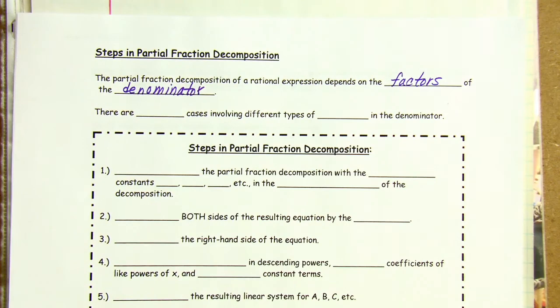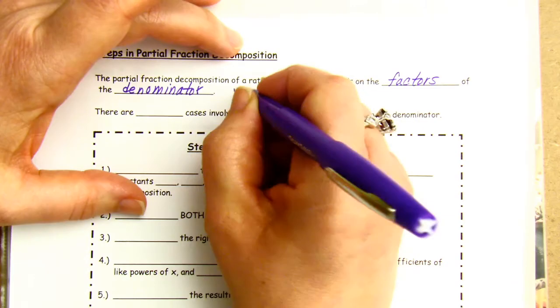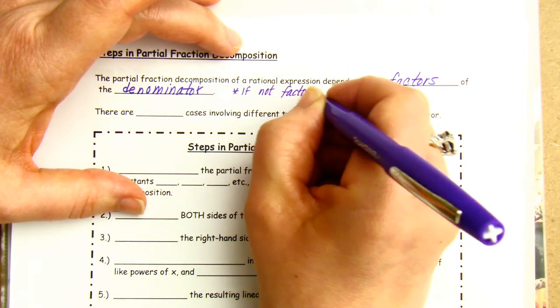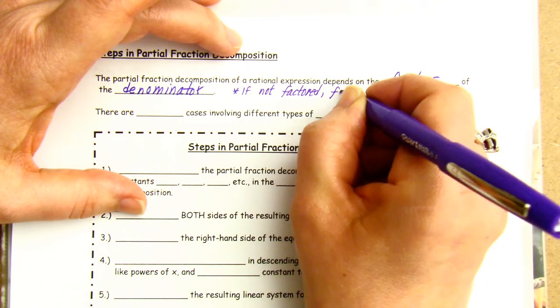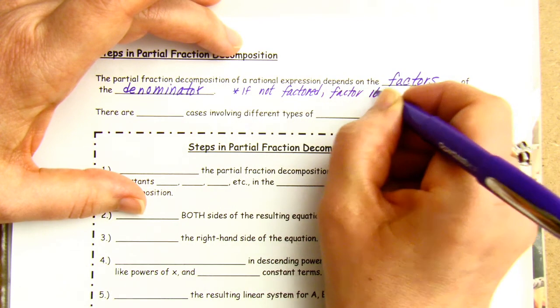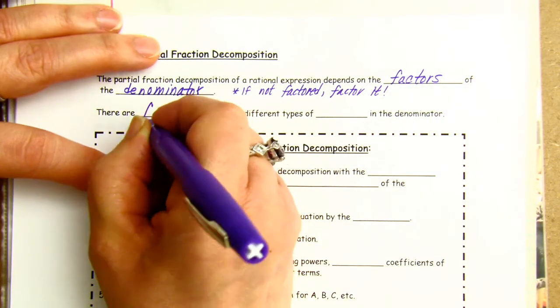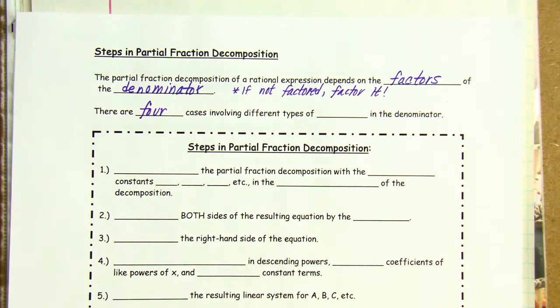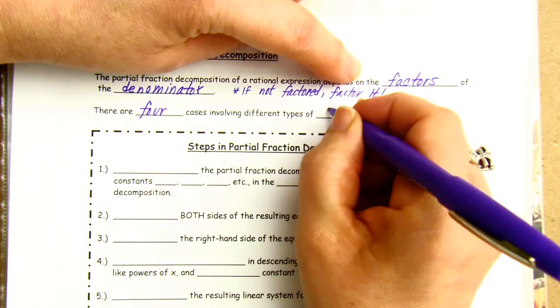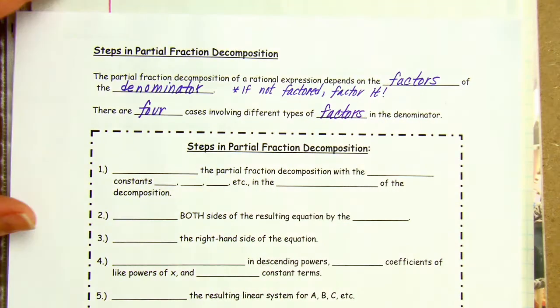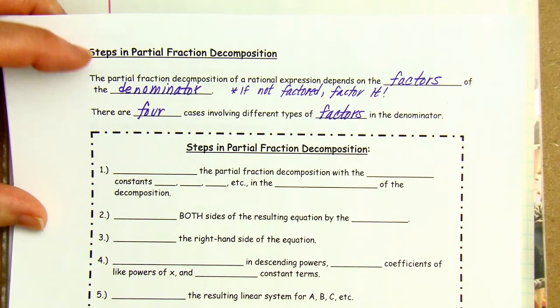So if the denominator is not factored, then you must factor it. Okay, so write that in your notes. If it's not factored, factor it. There are 4 cases involving different types of factors in the denominator. So you have to know how to do each case and how to recognize the case.